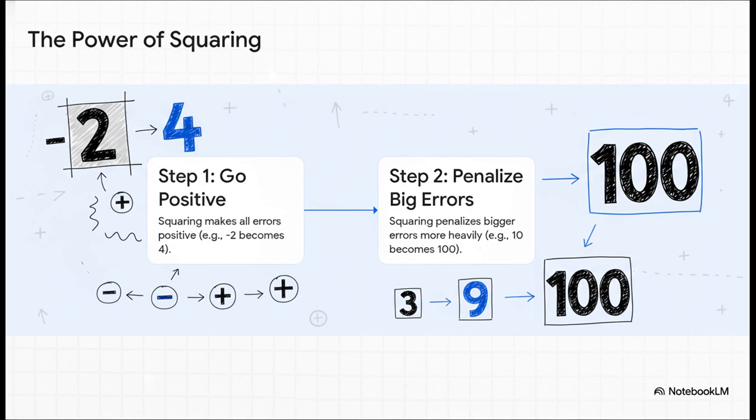This one little move does two incredible things for us. First, it gets rid of all the negative numbers. A residual of -2, when you square it, becomes a +4. Problem solved. Second, and this is really clever, it punishes big mistakes way more than small ones. An error of 3 squared is 9, but an error of 10 squared is 100. It makes our line really try to avoid those big misses.